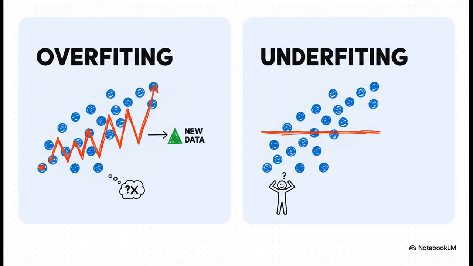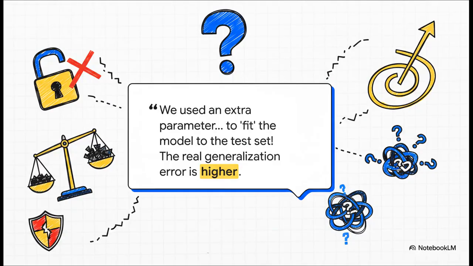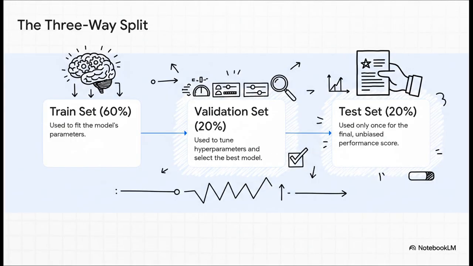It's just bad everywhere. But here's a really subtle trap you can fall into. What if you run your model on the test set? You see the score, and then you go back and tweak your model to get a better score on that specific test set. Well, you've started cheating again. The test set is no longer unseen, and you're not getting an honest picture of how it would do in the real world. And to stop this from happening, the pros use a three-way split.